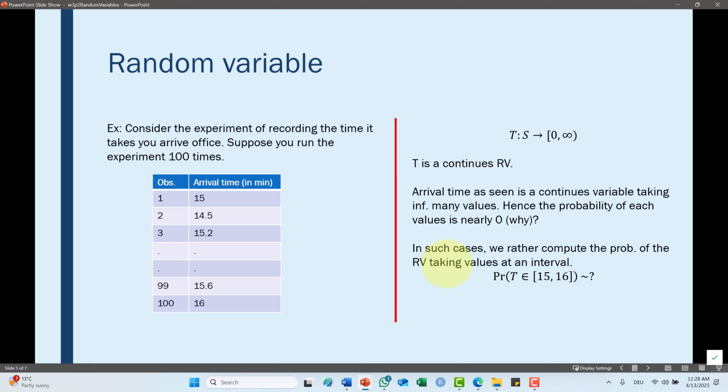In order to overcome this problem, what we do is calculate the probability of t taking values in a certain interval. For example, what is the probability that we take 15 to 16 minutes in this interval to arrive at the office? And this probability calculation is done through the probability density function.